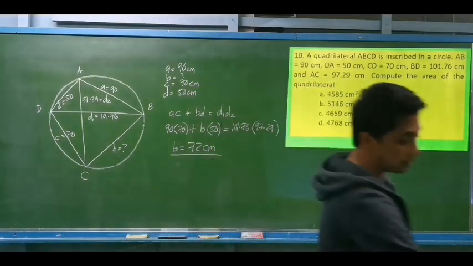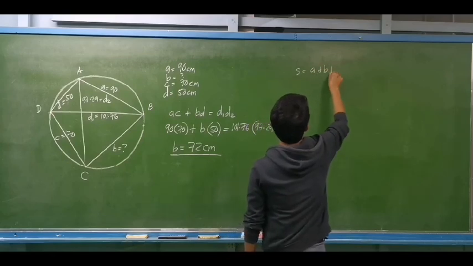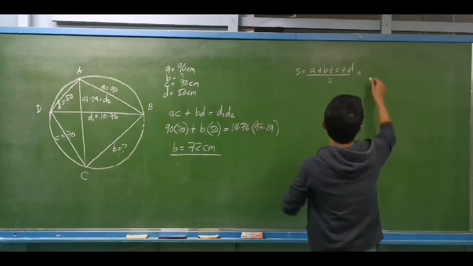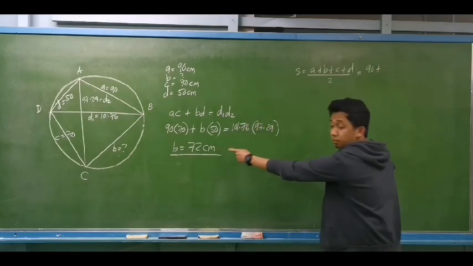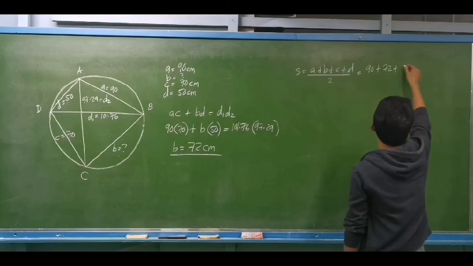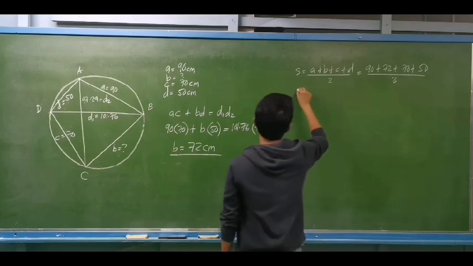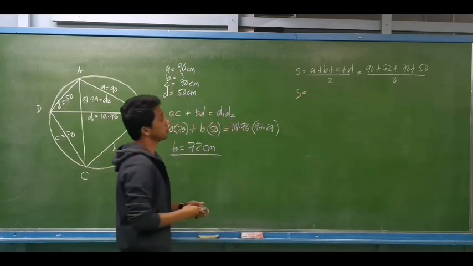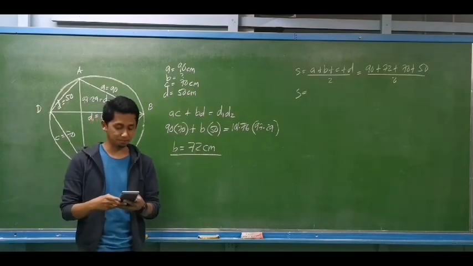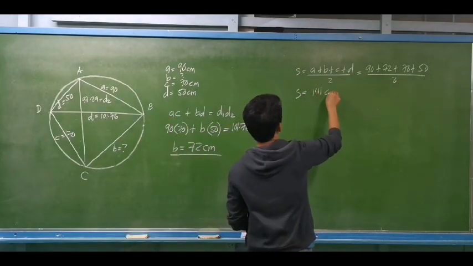Kung meron na tayong side B, makuha na natin yung semi-perimeter. S is equal to A plus B plus C plus D divided by 2. So, this is equal to side A natin is 90. Side B computed as 72 plus side C. Ano yung side C? 70 plus side D is 50. This is divided by 2. So, kunin natin yung value ng semi-perimeter. So, we have 90 plus 72 plus 70 plus 50 divided by 2. So, yung ating semi-perimeter, 141 cm.